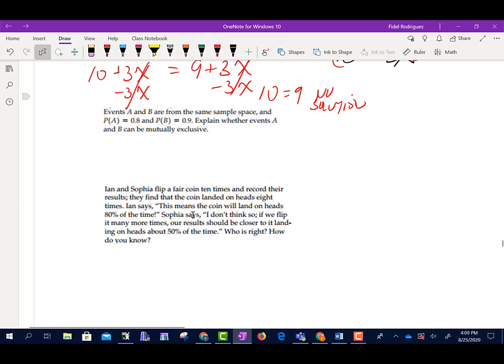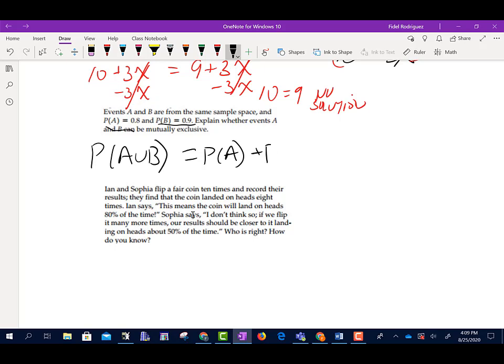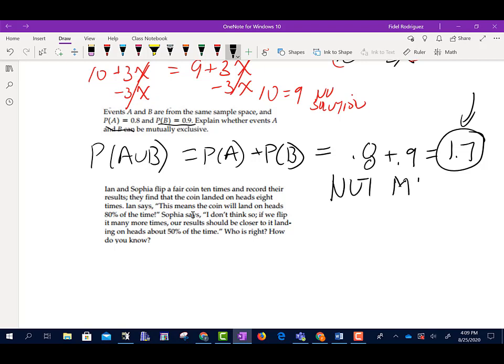All right. Let's see. It says events A and B are from the same sample space, and the probability of A is 0.8, probability of B is 0.9. Could these be mutually exclusive? Well, let's think about this. If they were going to be mutually exclusive, then we know that this would be the case. But if I take 0.8 and I add 0.9 to it, I get 1.7. Remember we said about probability? It has to be a number between 0 and 1, and that's more than 1. So they would not be mutually exclusive, right?